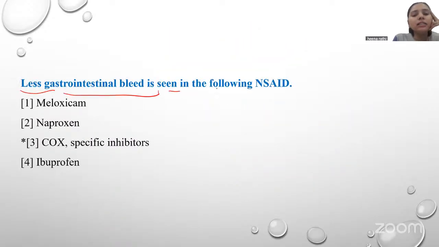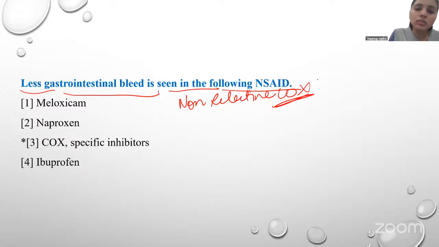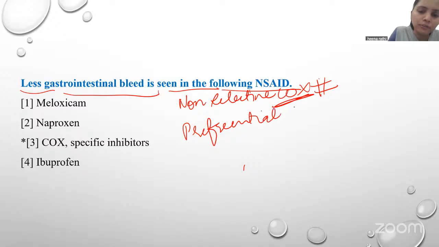Less GI bleed is seen in the following NSAIDs. As we have seen, NSAIDs are going to inhibit the thromboxane synthase. And thromboxane is responsible for the clotting. If the thromboxane synthase is not there, then bleeding will occur. But it is specifically seen with the non-selective COX inhibitors. COX is the cyclooxygenase enzyme. Preferential inhibitors also show some amount of this. Preferential COX-2 inhibitors also show this.